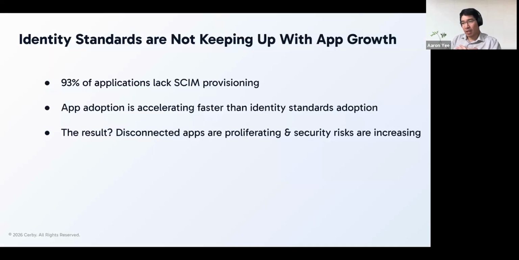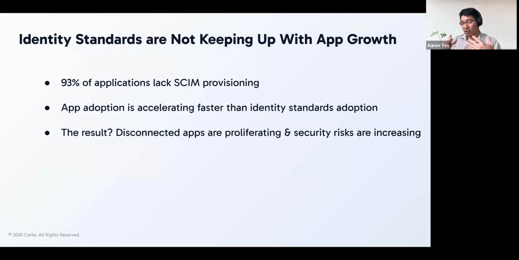So I want to put some numbers behind this because the scale of the problem is important to understand. 93% of applications lack SCIM provisioning. So read that again. That's only 7% of apps have SCIM support. That means the vast majority of your application portfolio, the tools your teams actually use, cannot be managed through standards-based provisioning. And this isn't getting better. Application adoption keeps on increasing. It's accelerating faster than identity teams can handle it. It's accelerating faster than the vendors are putting standards into them.